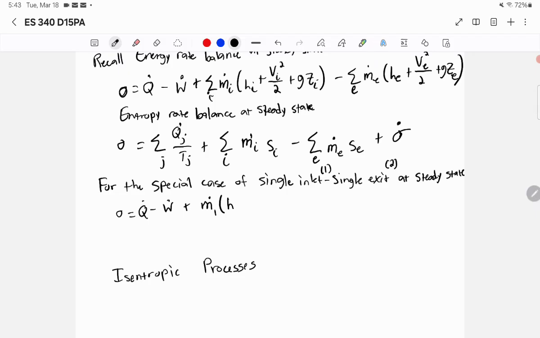So I would get something like H1 minus H2 plus V1 squared over 2 minus V2 squared over 2 plus g z1 minus z2. That's my energy rate balance equation, and my entropy rate balance.